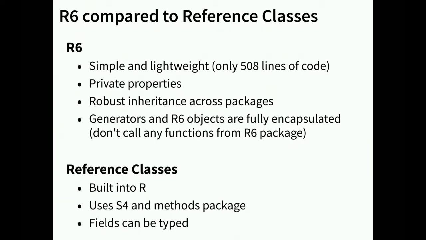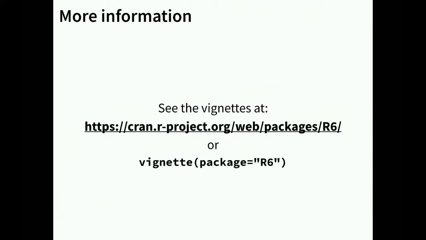For reference classes, it's built into R, which is a big thing. So there's built-in support everywhere. It's built using S4 and the methods package. And also the fields can have types in reference classes. So this is a comparison. Obviously, I'm biased. I'm sure somebody here will have something to say about this. For more information, you can see the vignettes. I think that's a pretty good introduction if you go to the CRAN package page, or you can just run the vignette function.